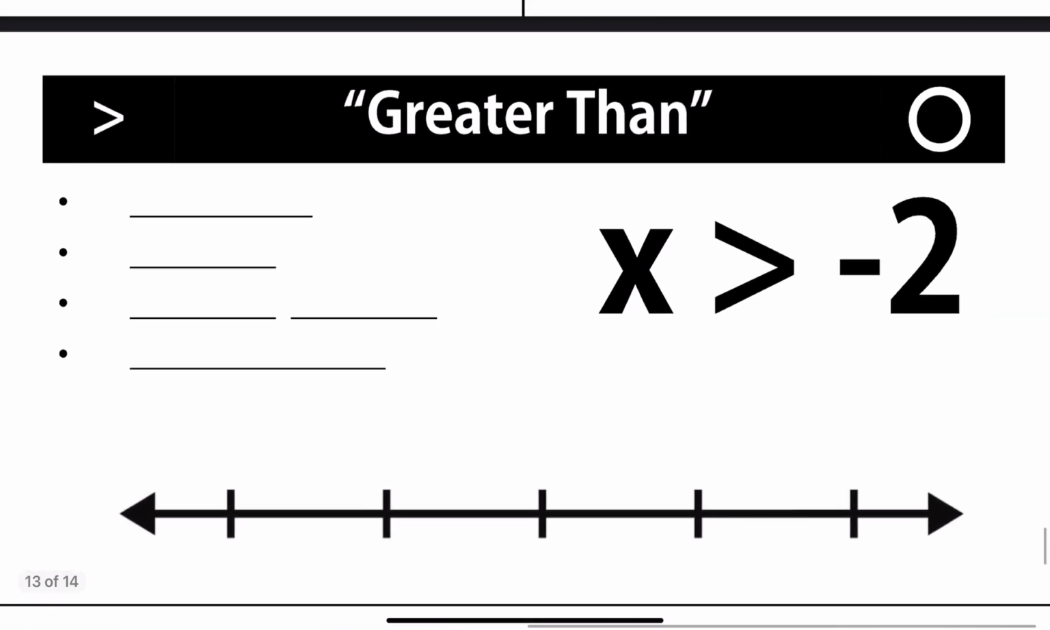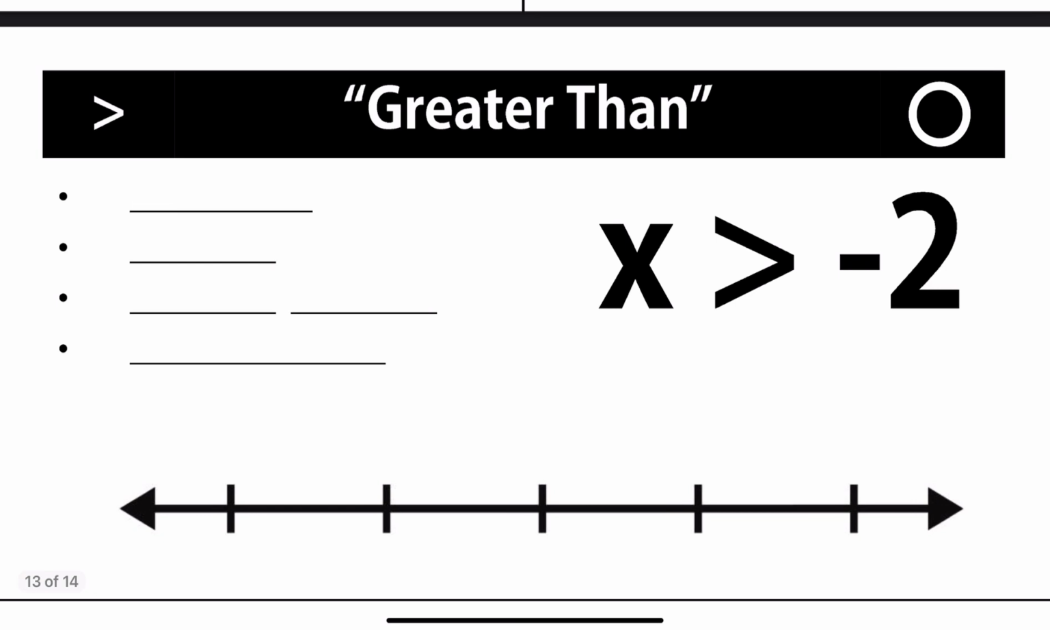Okay, greater than works a lot similar to less than. The only difference is that it goes the other way. Just like I said, it's like if you're reading a book, you're going to go with the left side first. Since the bigger side is over here, this is greater than. Reading out this statement, this says x is greater than -2.